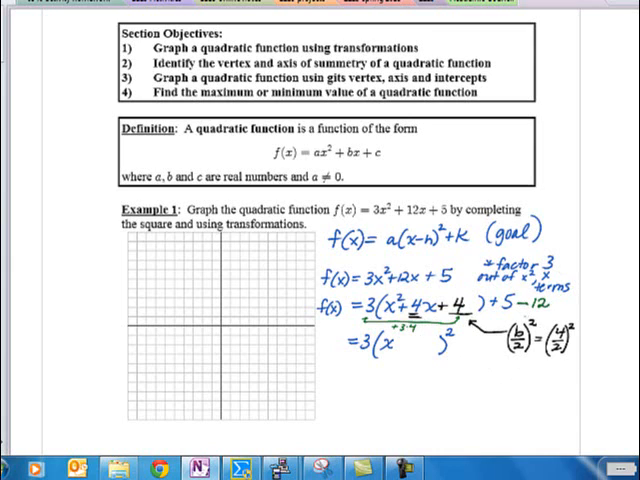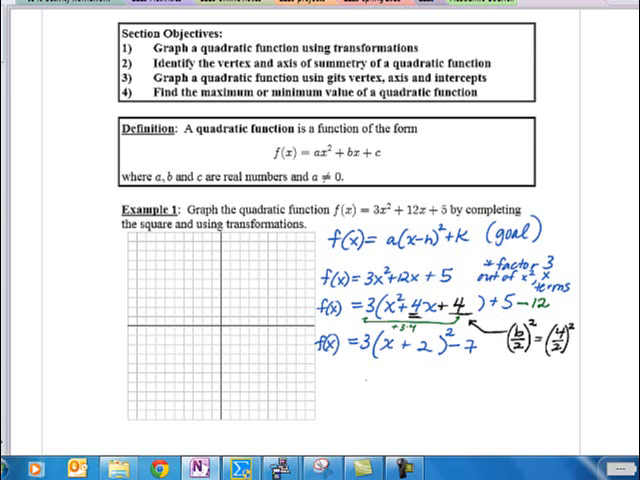And then I'm going to rewrite this group as x plus 2 squared, because x plus 2 squared is x squared plus 4x plus 4. Keep the 3 on the outside, ignore that when you're rewriting the trinomial as a binomial squared. And now combine these terms. I have a 5 minus 12, so that's a minus 7. So my function is actually 3 times (x plus 2) squared minus 7.